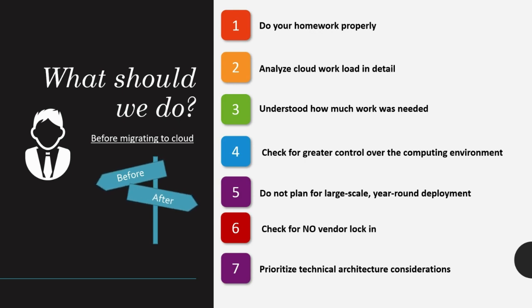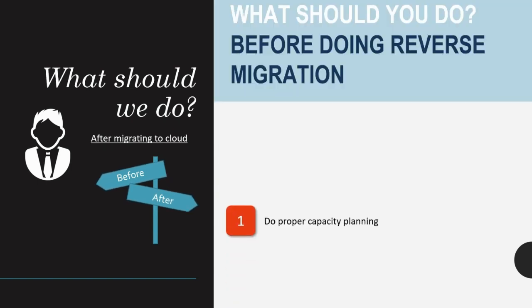Number seven, prioritize technical architecture considerations for achieving infrastructure efficiency. And these are the things you have to consider before migrating your applications or data to the cloud. The list is not the end. There are many things. These are the top priority items that you should consider.